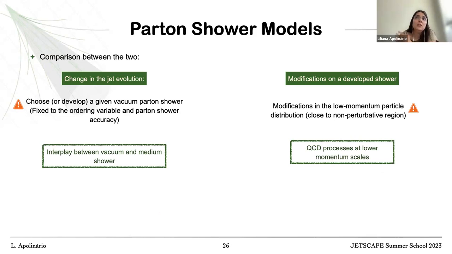But of course, the cautions of each one of these approaches also represent the major benefits of each one of them, because in this case you're actually trying to understand better the interplay between vacuum and medium showers. I mean, analytically we cannot describe it, but that doesn't mean that we are not able to do some phenomenological studies to understand how to do it. And QCD at low energies is also something that we need to deal with, and we can take advantage of having heavy ion environments to push this forward.